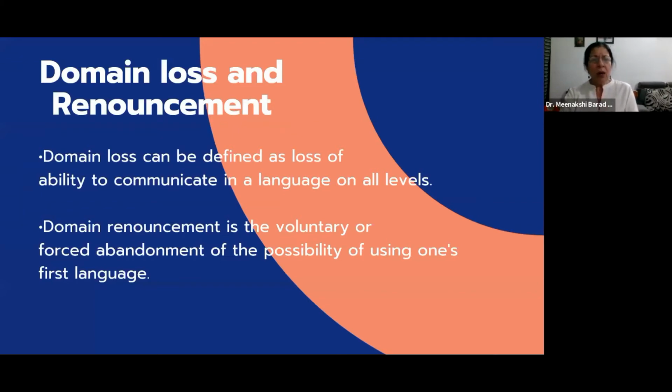Okay, domain loss can be defined as the loss of ability to communicate in a language on all levels, and that could be because of deficiency or further development of the necessary language for specific purposes levels, or resources rather. Okay, I'll give you an example here. Like, for example, speakers of Telugu or speakers of many Indian languages. How many of us actually use the word bathroom?